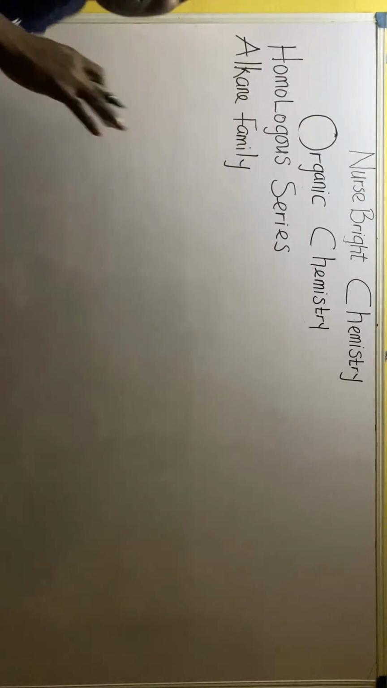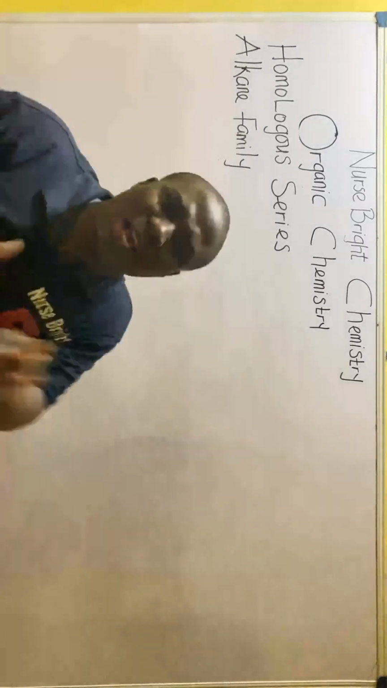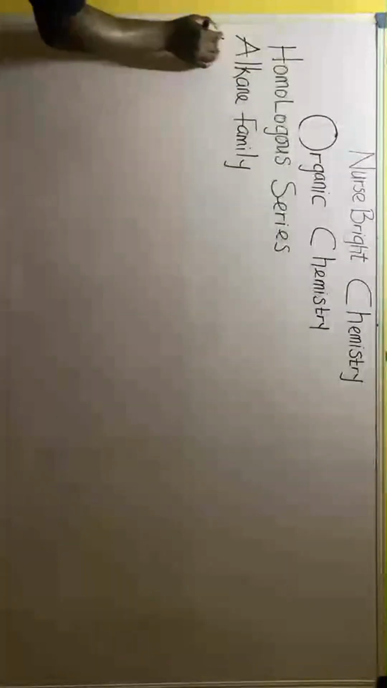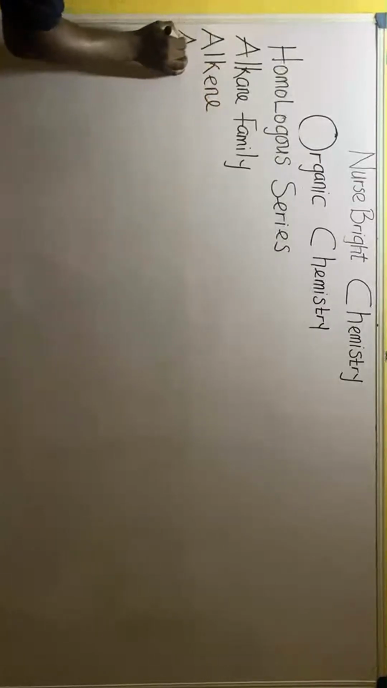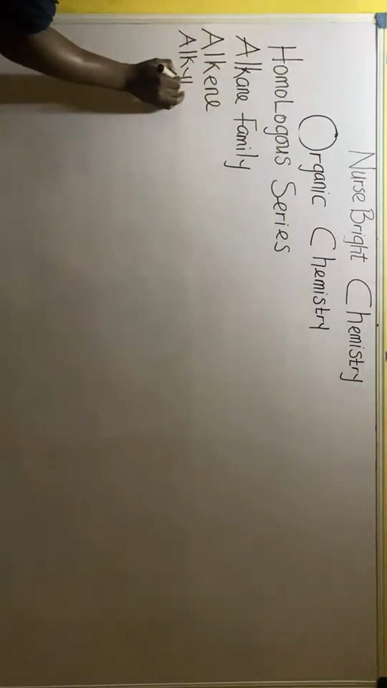Homologous series is simply families of organic compounds where each member in that family follows a regular structural pattern, and each member differs by a group called methylene group. But those ones are just theory. Just listen. Homologous series are families of organic compounds. The first family we should learn is the alkane family. Another family you should learn is the alkene family. Another family is the alkyne family.